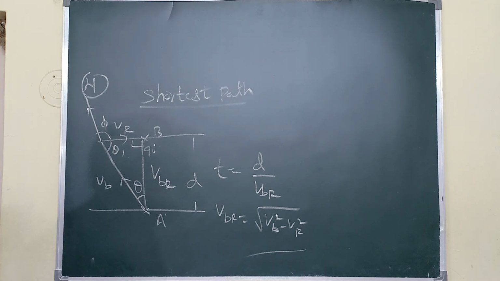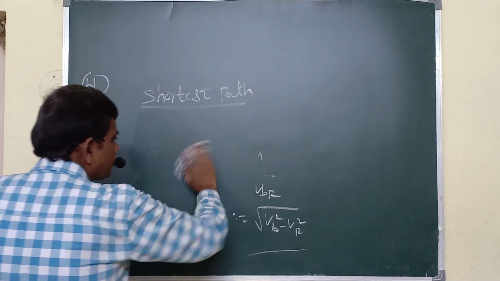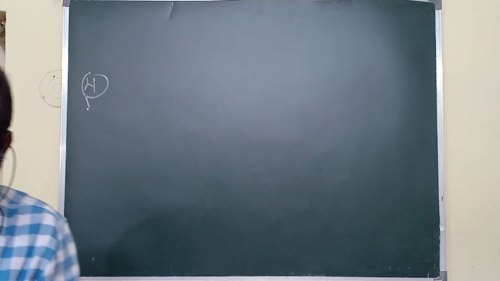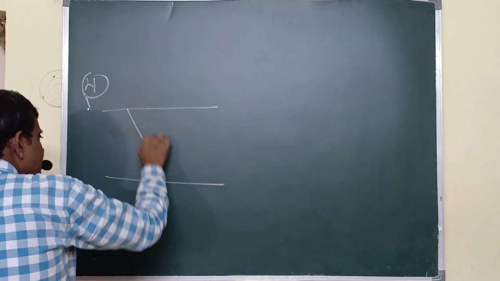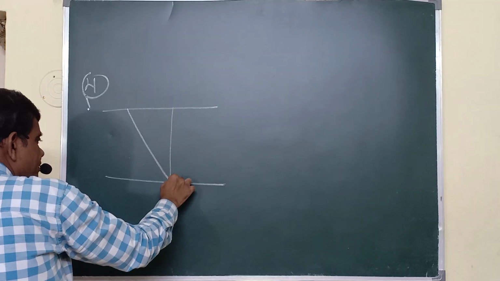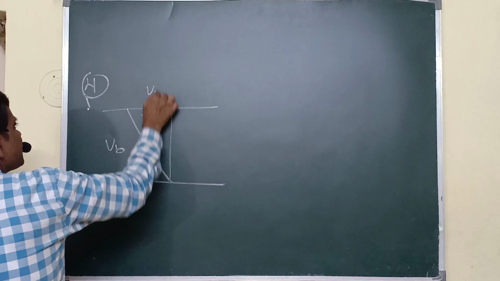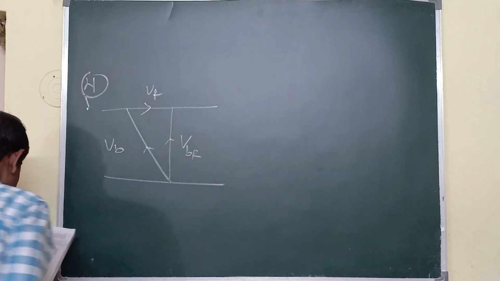So we are applying this concept in this problem, question number 4. So what is the given information? Here a boat is crossing the river in the shortest path. Shortest path means like this. So what is this velocity of the boat? And what is this velocity of the river? And what is this velocity of the boat with respect to the river?